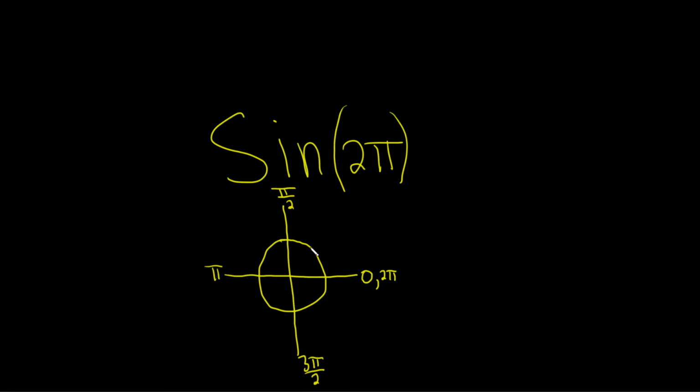So on the unit circle, every ordered pair has the form (cosine theta, sine theta). So we are interested in the ordered pair here at 2 pi. Because it's a unit circle, in order to get to this point, we have to travel a distance of 1 to the right. So the x-coordinate is 1, and we haven't really gone up or down, so the y-coordinate is 0. On the unit circle, sine is the y-coordinate. So therefore, the sine of 2 pi is equal to 0.